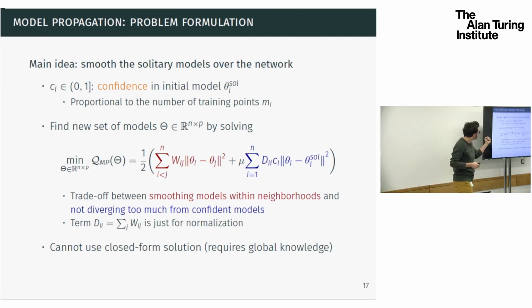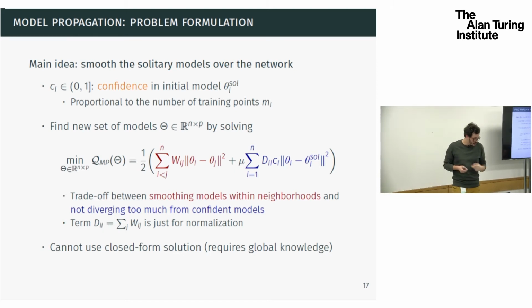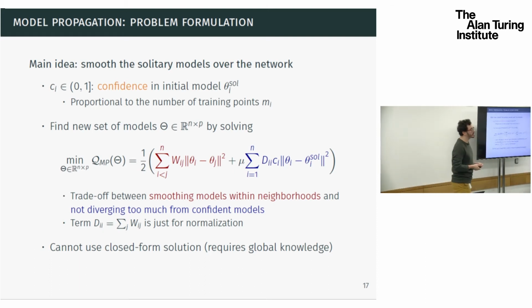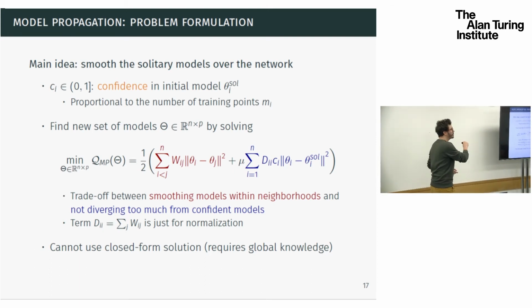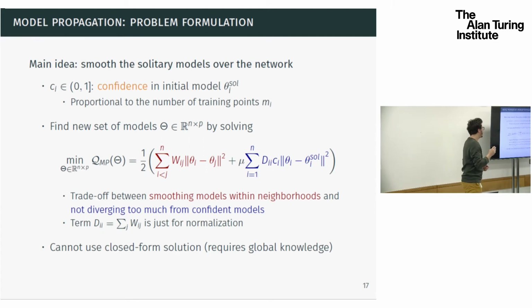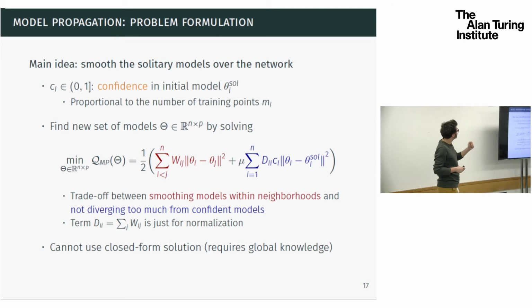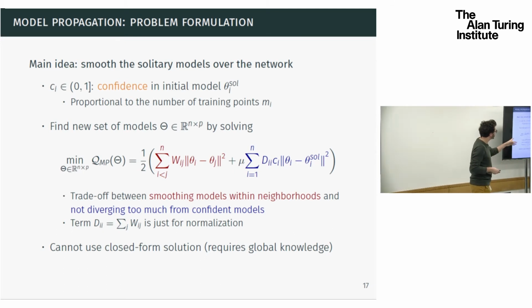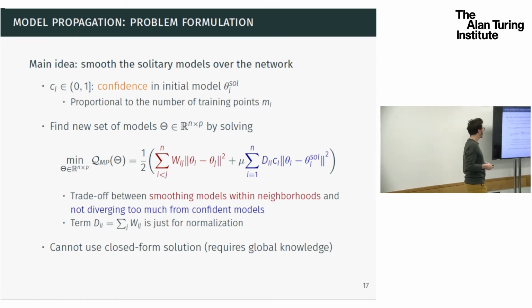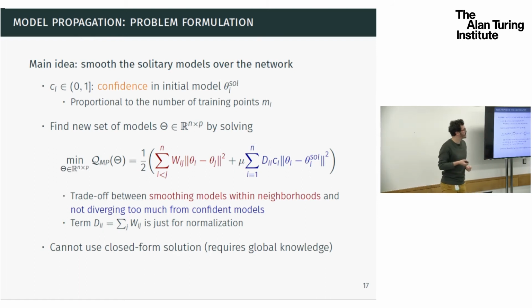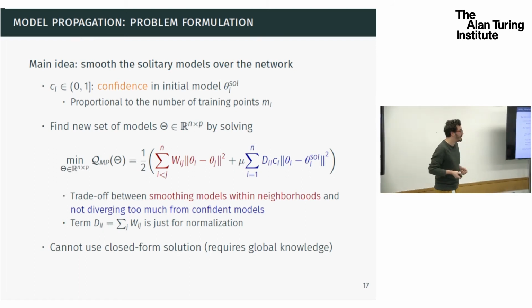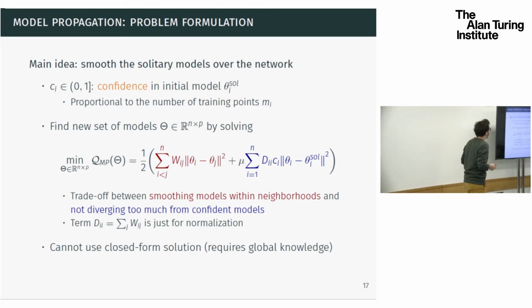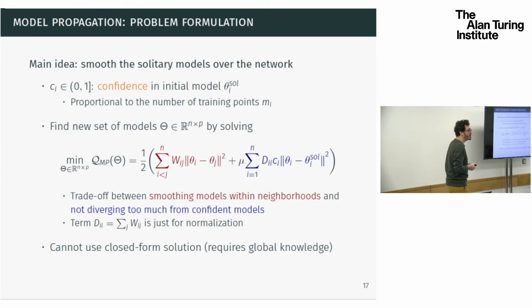What I'm going to try to do here is optimize this objective function, which has two terms. I'm trying to learn a set of models, big Theta, so it's n times p: a model for each of the n users, in p dimensions. I'm going to trade off between two terms. The blue one requires that my new model theta_i stays close to the original model that I learned on my own. This is weighted by the confidence, so the more data I had, the less happy I am about diverging from it.